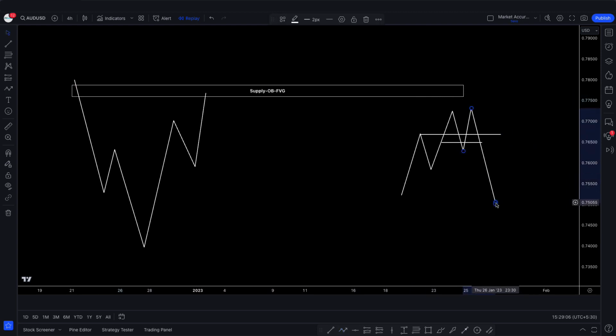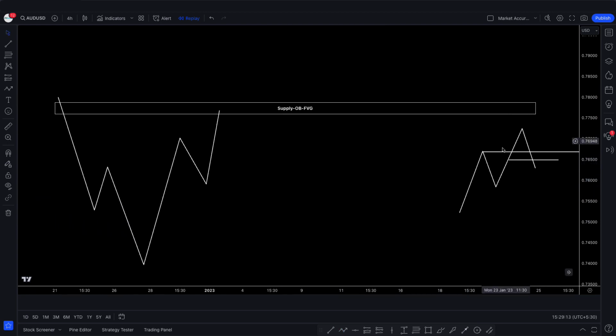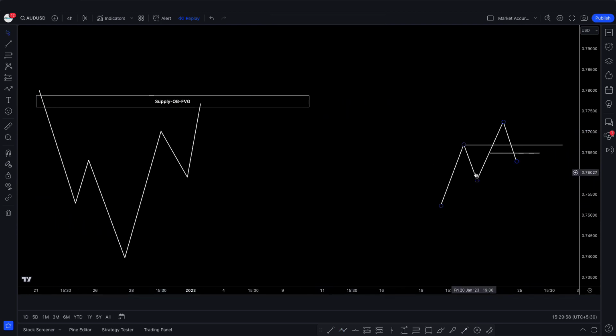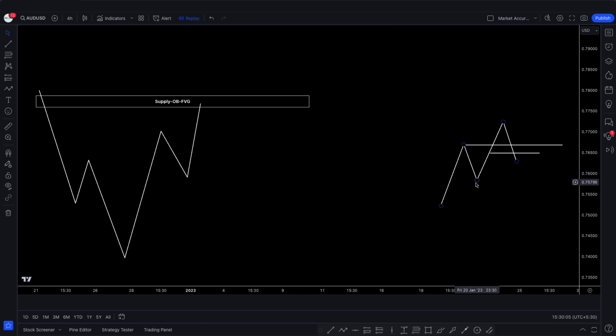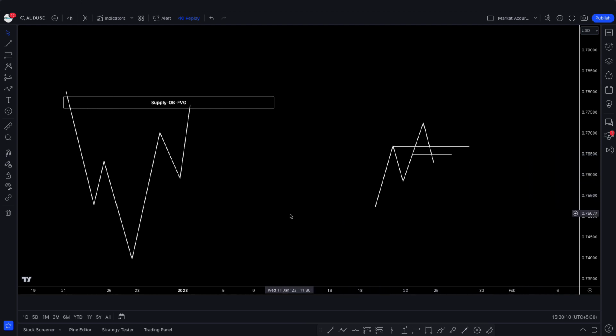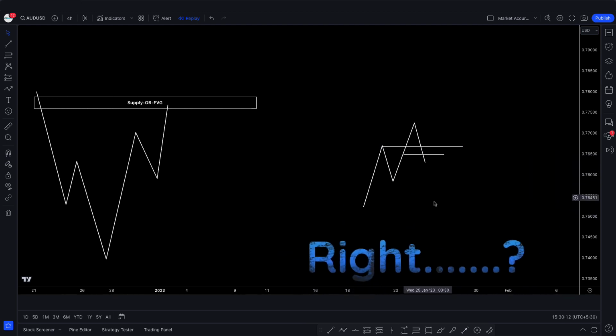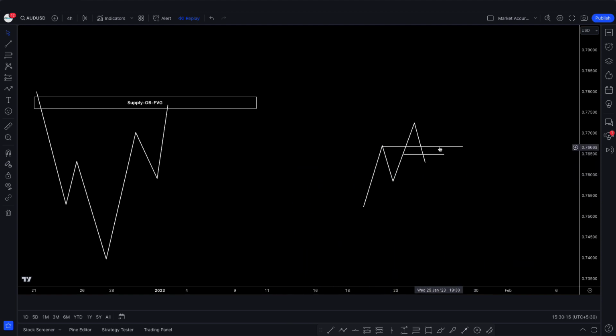If you are a new viewer, if you're watching this channel for the very first time, let me explain what ABC is. We have an uptrend, then a small downtrend, and then another higher high. So we have a higher high, higher low, higher high. When you have this ABC formation, you wait for price to come back into this range. This line right here is the range.